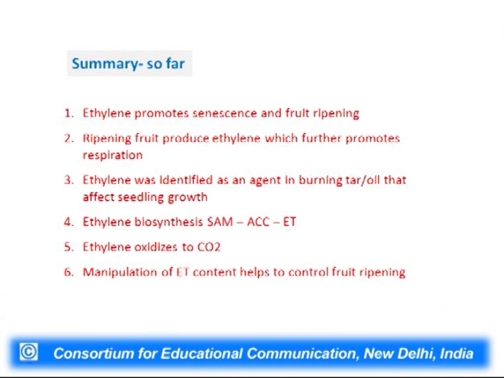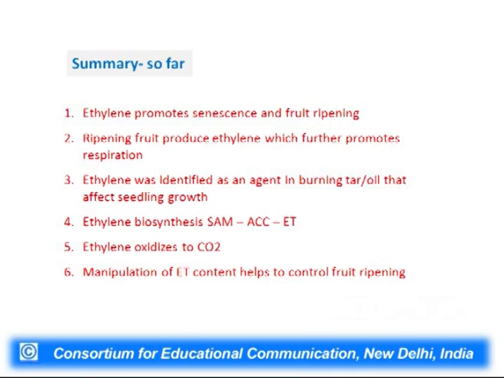So, this is the summary so far of what I told you: ethylene promotes senescence, and ethylene promotes fruit ripening. Ripening fruit produces ethylene, which further promotes respiration. Ethylene was identified as an agent in burning tar or oil that affects seedling growth. Ethylene biosynthesis takes place from S-adenosyl-methionine to aminocyclopropane carboxylic acid and then ethylene. Ethylene is oxidized to carbon dioxide, and manipulation of ethylene content is used both for delaying ripening as well as sustaining ripening.